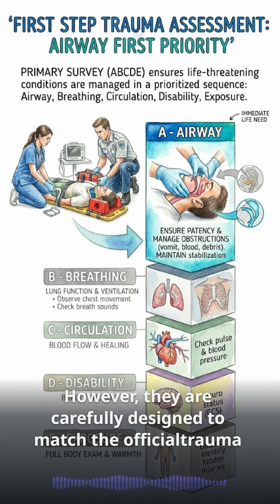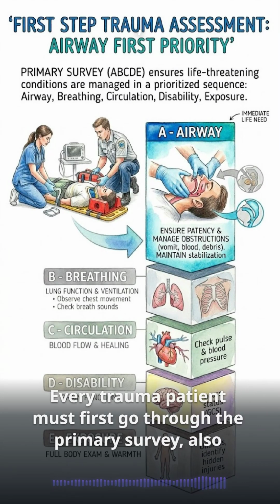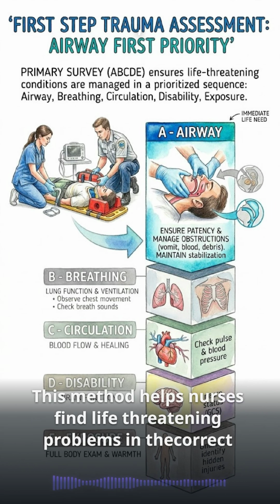Trauma nursing is all about thinking fast, acting quickly, and saving lives during emergencies. Every trauma patient must first go through the primary survey, also known as the ABCD approach. This method helps nurses find life-threatening problems in the correct order. A stands for airway.